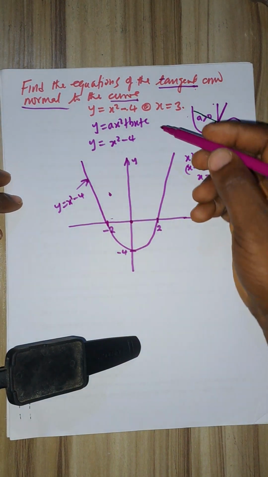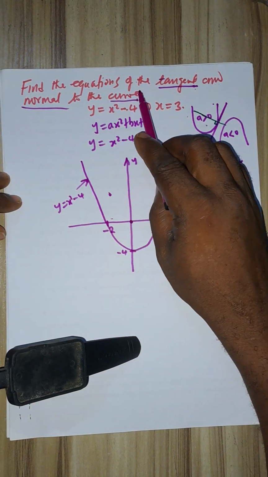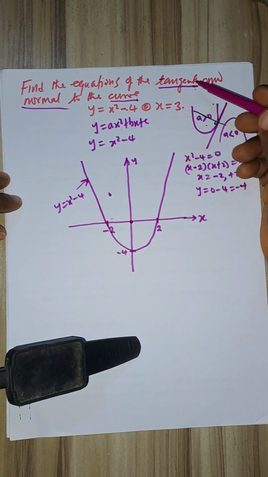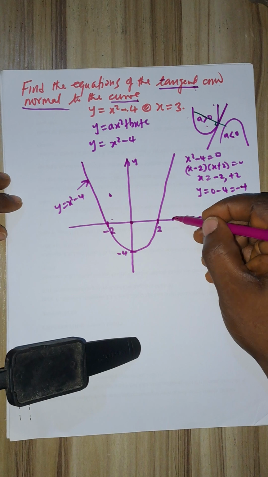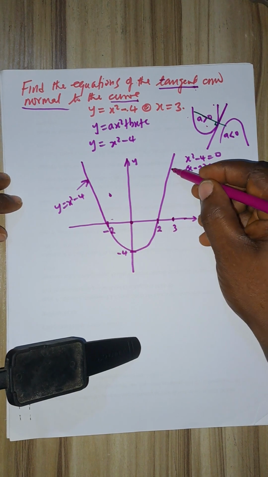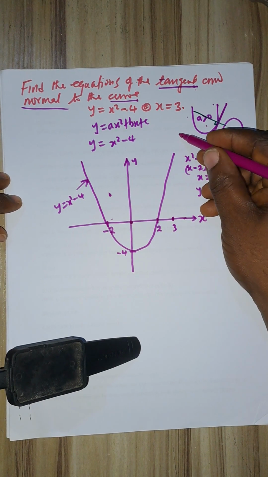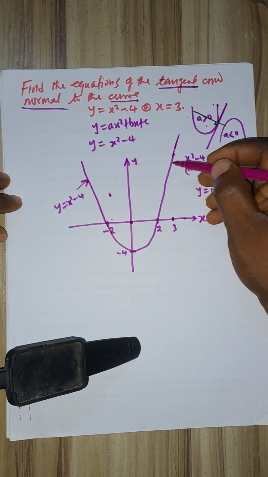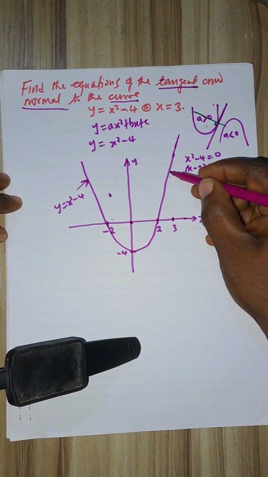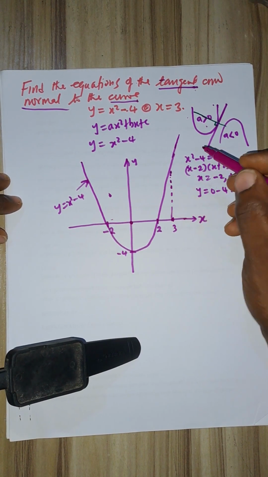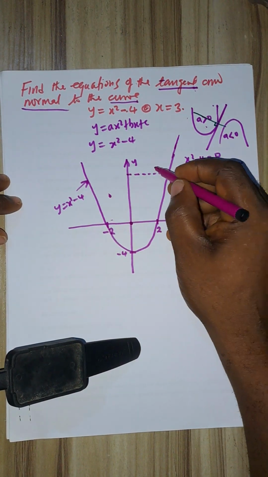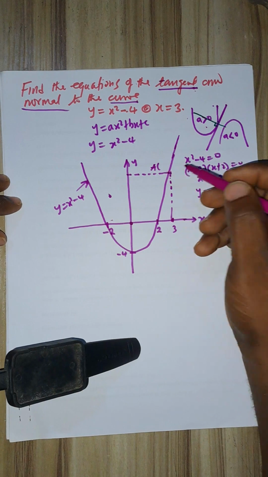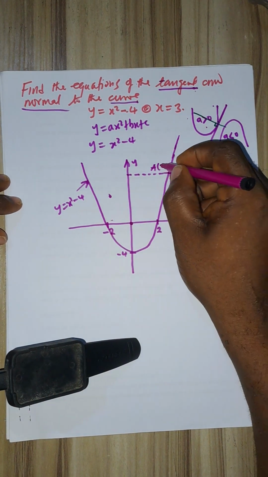Now the question says we find two equations, one for the tangent and one for the normal, when x is 3. This here is 3. So draw a straight line until you meet this curve. So what will be here? We have a coordinate, let's call it A. X at this point is 3.